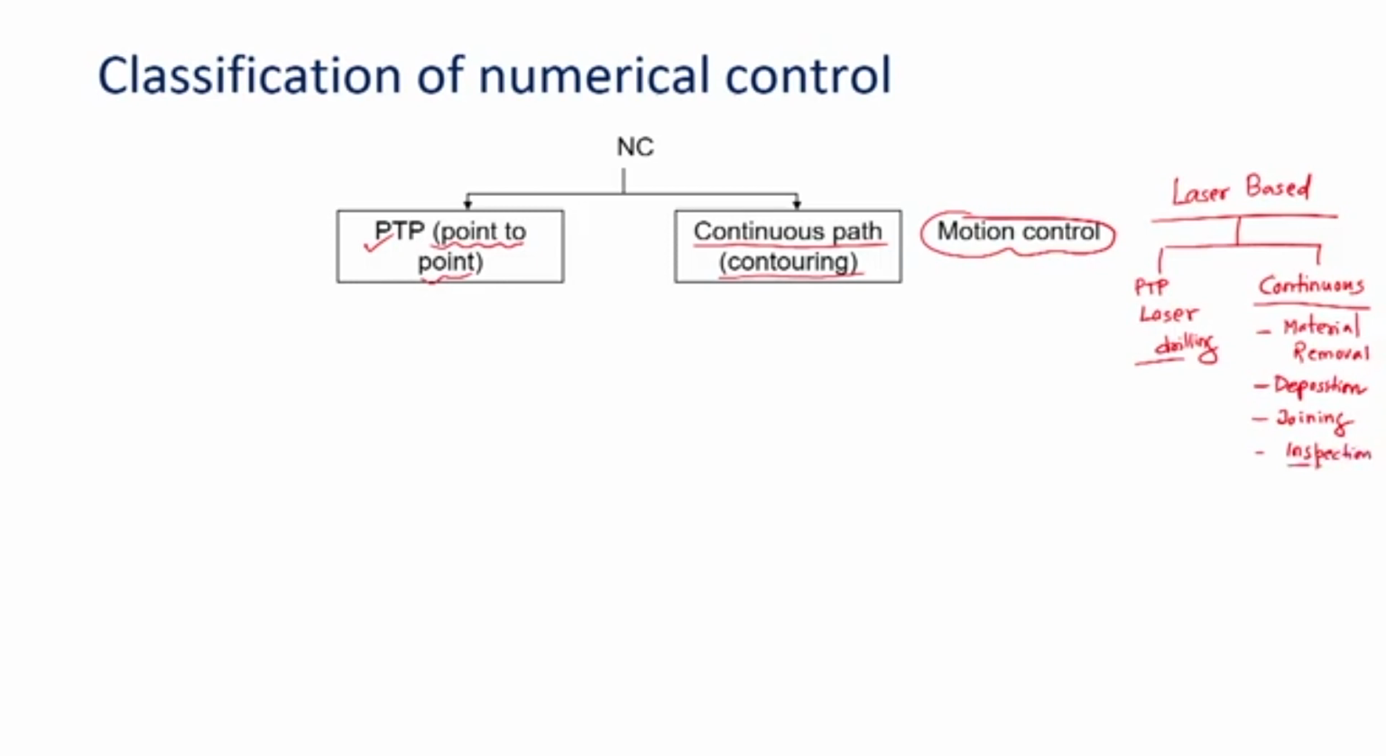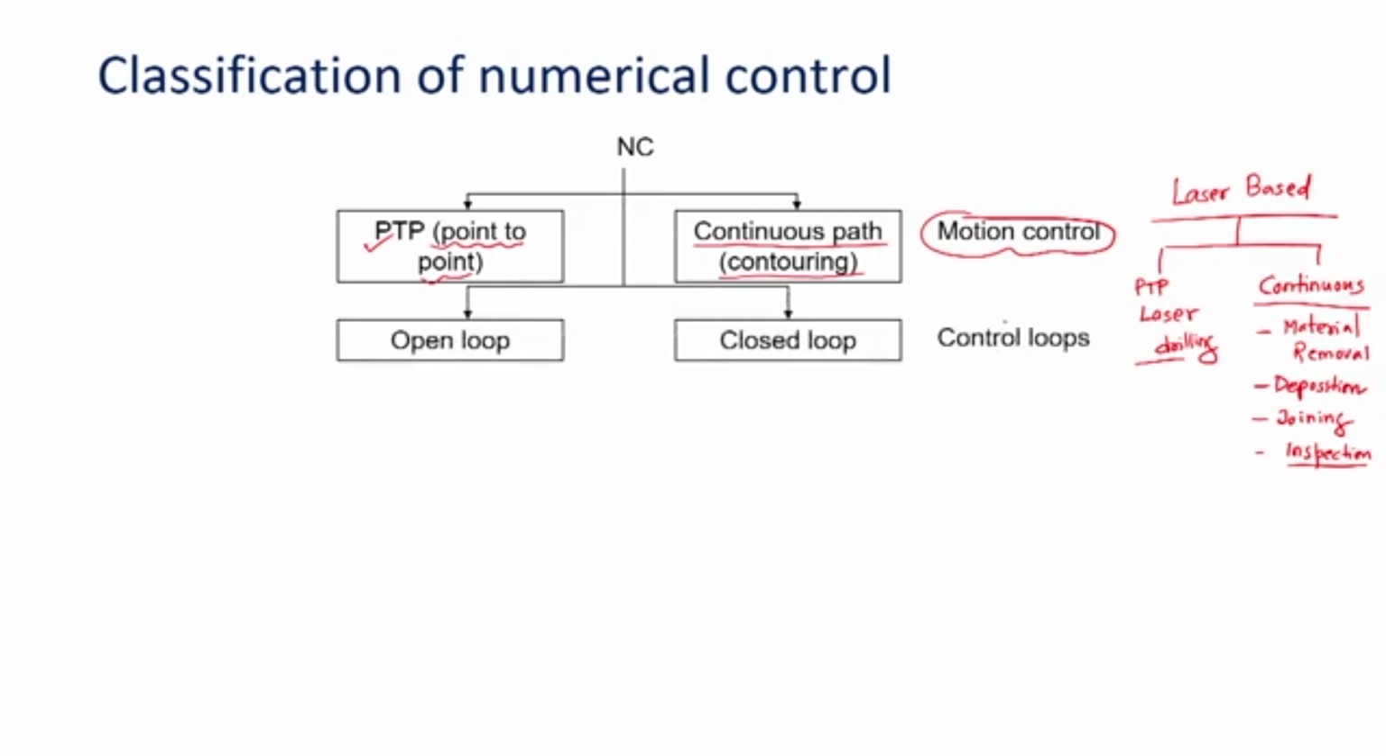Then based upon the control loops, we can classify the NC machine tools as open loop and closed loop. We will study the meaning of open loop and closed loop in the next slides. Then power drives, so the prime movers, or what is the primary energy that you are using. Either the CNC machine tools are electrically driven, or in certain cases hydraulics or pneumatics are also used to control the operations. But mostly the laser based manufacturing CNC machine tools are electrically driven.